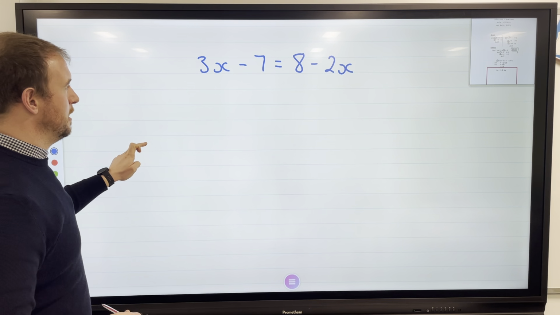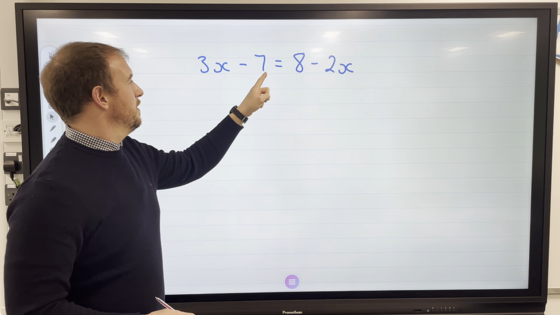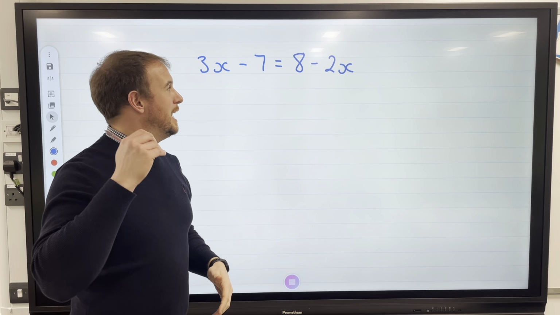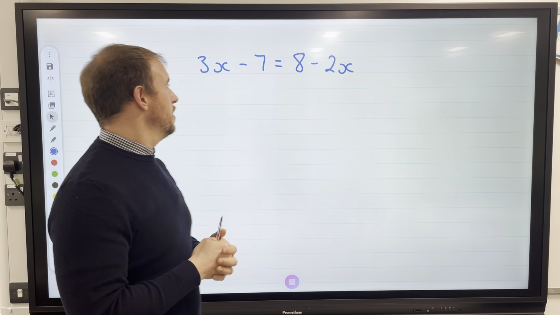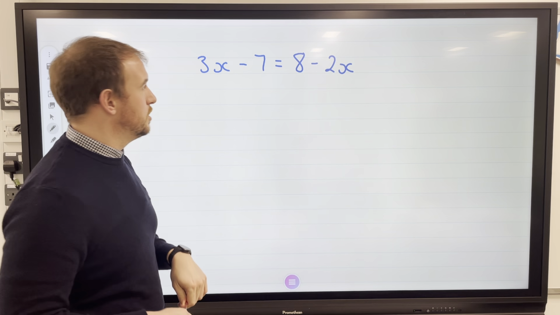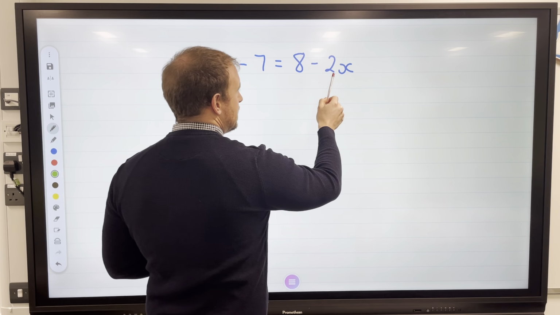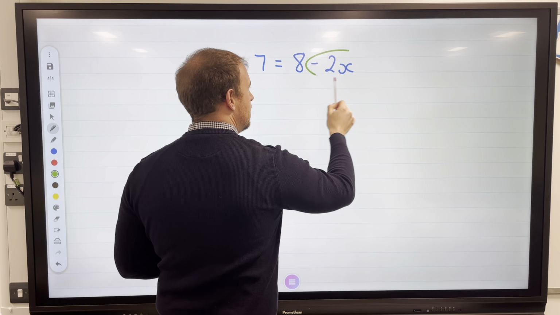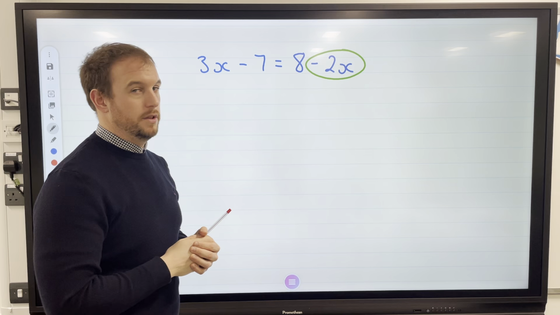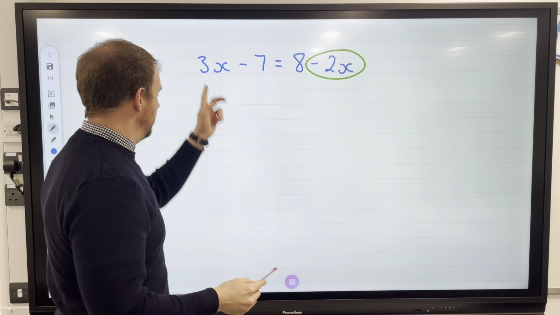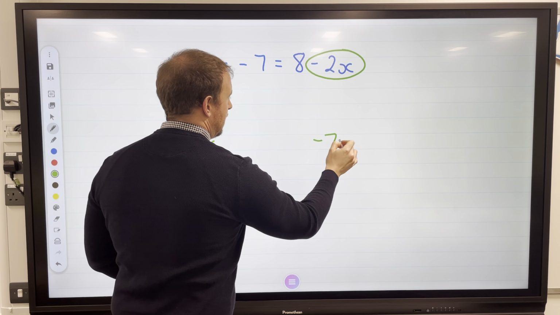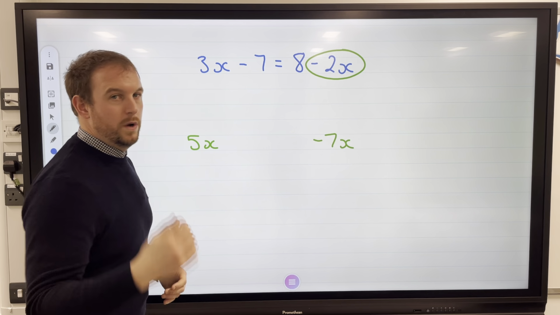Okay, last one. 3x take away 7 equals 8 take away 2x. Right, let's eliminate the smallest unknown. Which one is the smallest? See if you can fall into the trap. Yes, this is smallest. However, it is a -2x. So you circle the whole thing. Be careful.